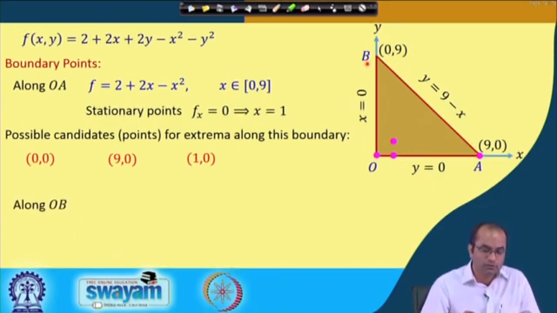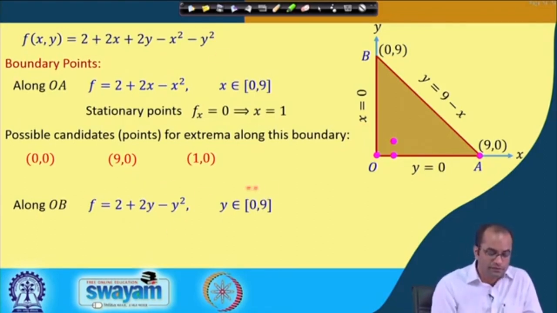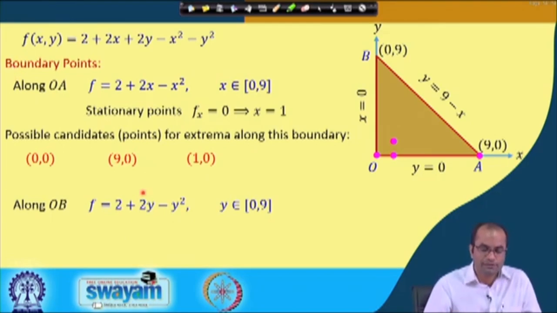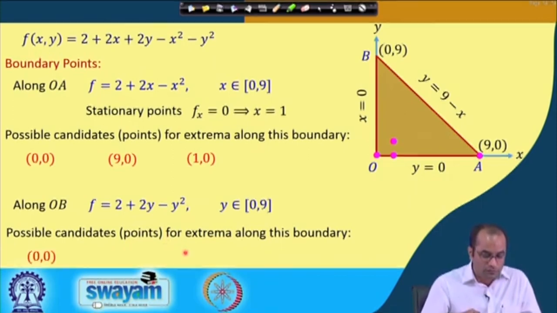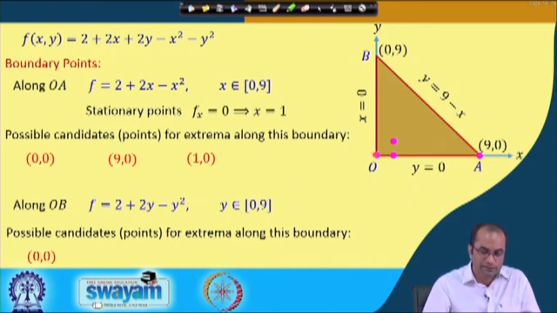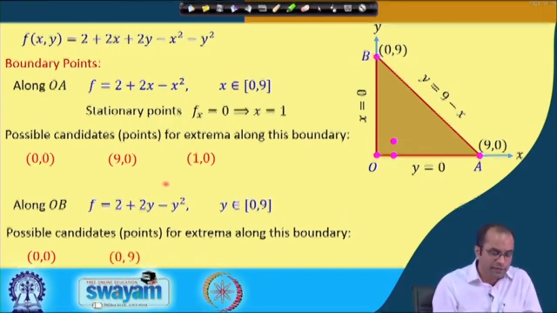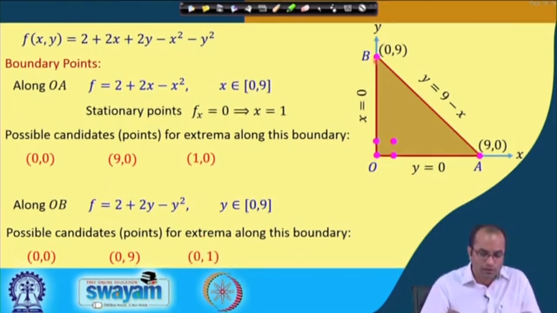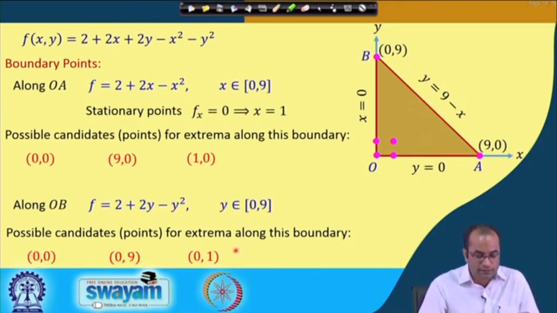Similarly, along this OB line, here along this line x is equal to 0, we can set in f x y function. So, again this is a problem of one variable, we have to look for the stationary point, and along this boundary here we have the 0 0 boundary point which was already taken earlier, we have the 0 9 point, and from here by differentiating this we will get the stationary point as 0 1. So, we have these three stationary points, these three candidates for extrema.